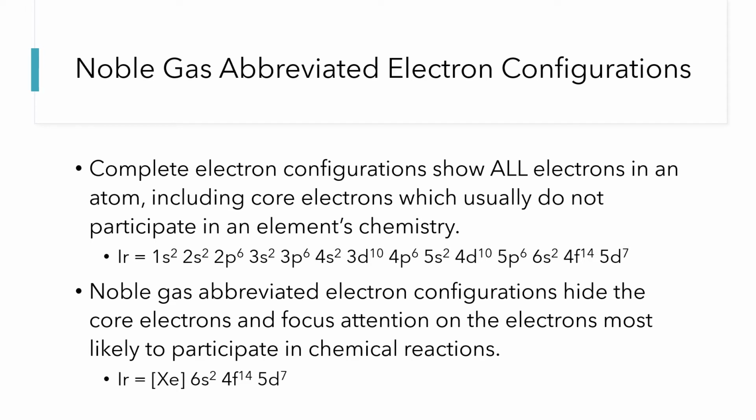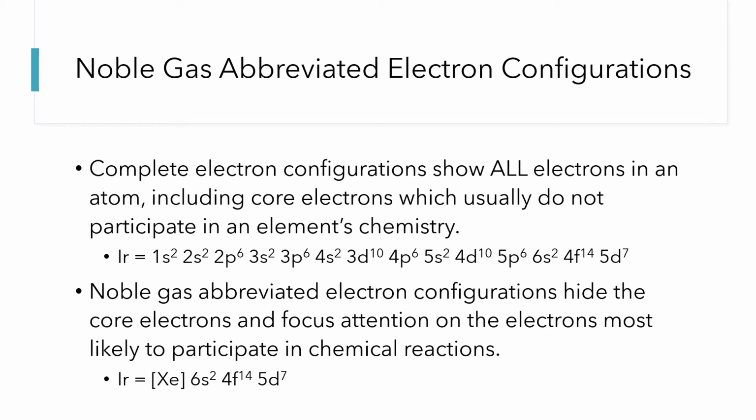So this noble gas abbreviation gives us a quick and easy way to write the electron configuration. And just as an example, I pulled up iridium, which is the long one that we did in the last video. And what I'd like to show here with iridium is how we can write a much shorter version that still shows all of the electrons we usually want to know about.